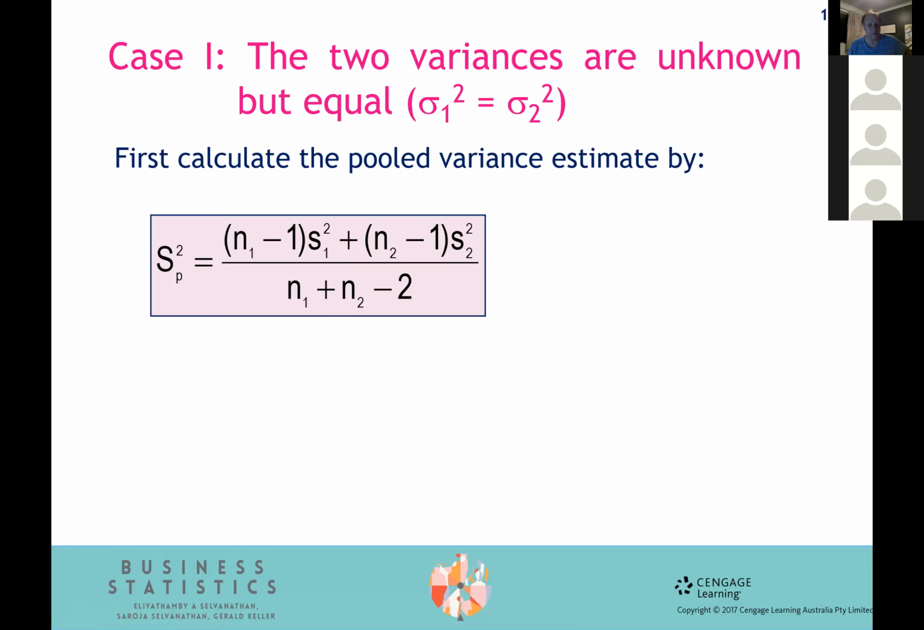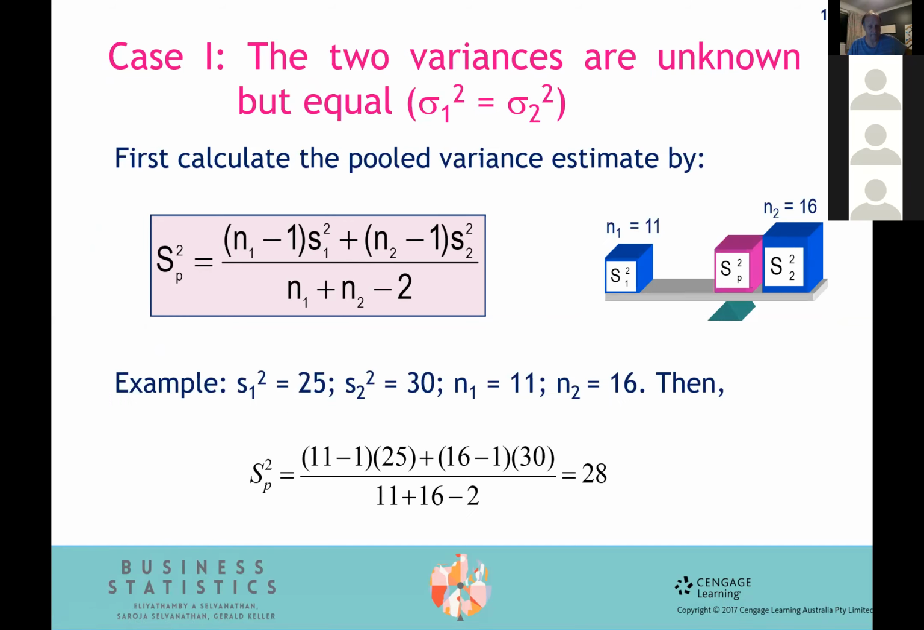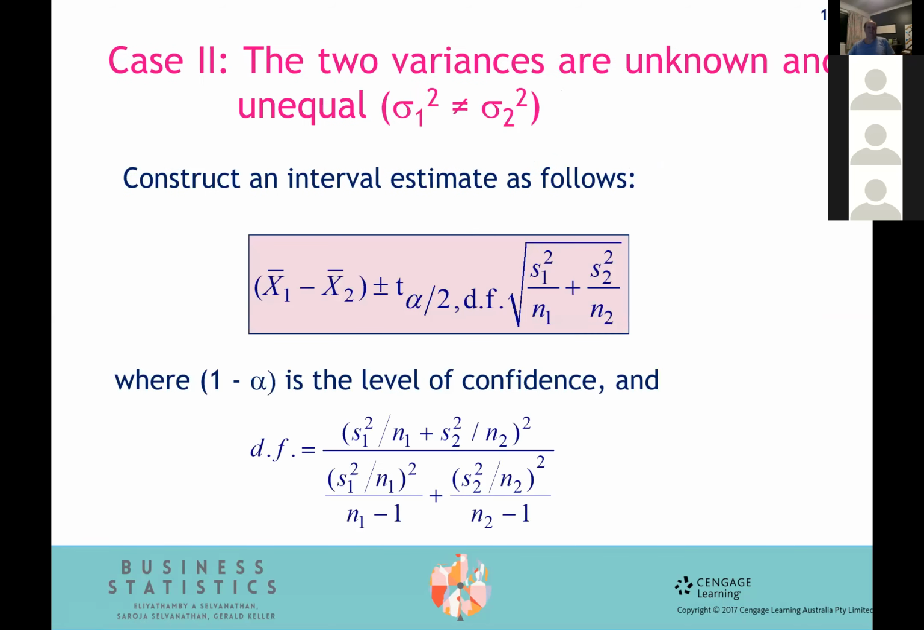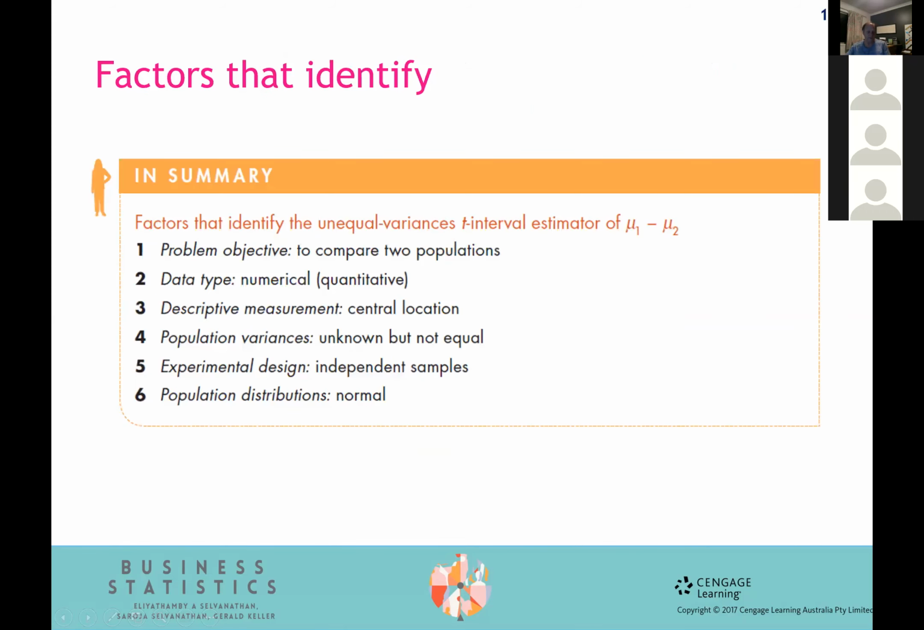This is the one we're looking at. Now, we want to look at case 2. The two variances are unknown and they're unequal. And we want to construct an interval estimate. And here is the degrees of freedom estimation and so on. We don't need to worry too much about it because Excel does all of that.